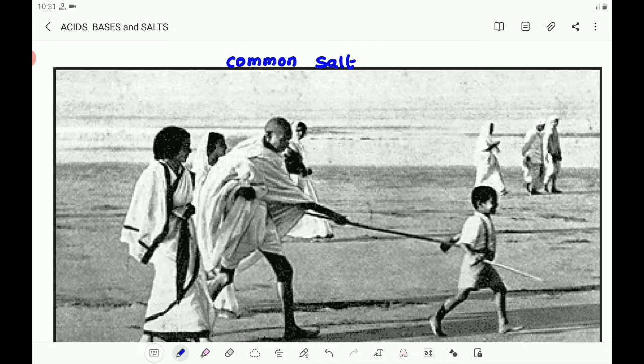You must have heard about Mahatma Gandhi's Dandi March. Did you know that sodium chloride was such an important symbol in our struggle for freedom? And also, you know that it is one of the important salts. There are many important uses. So what are the uses of sodium chloride?